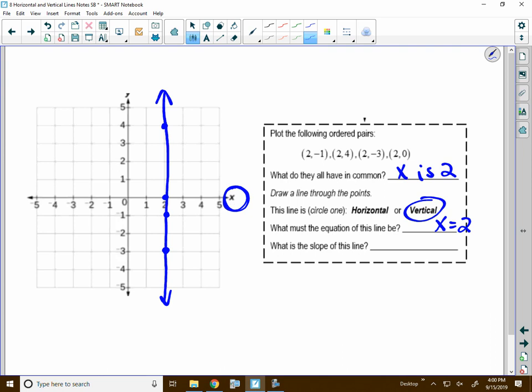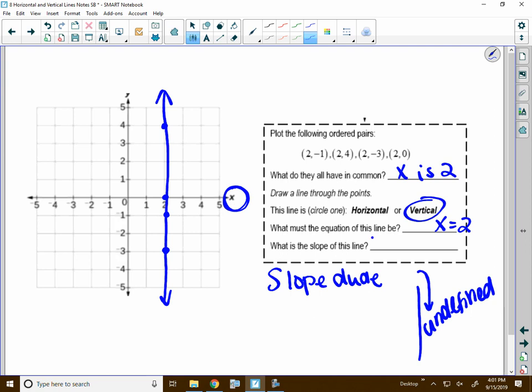What's the slope of this line? Think about slope dude again. If you remember, when slope dude fell off the cliff, he said that curse word in math, which is undefined. So this has an undefined slope. So that is an example of y equals, and an example of x equals.